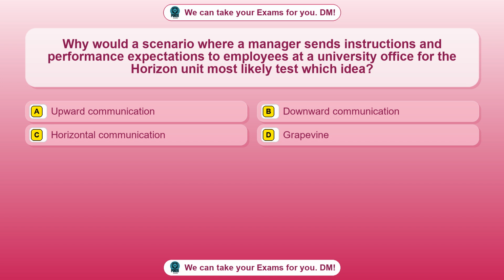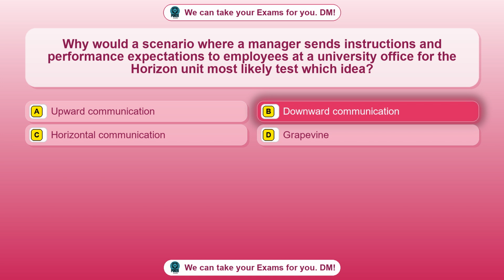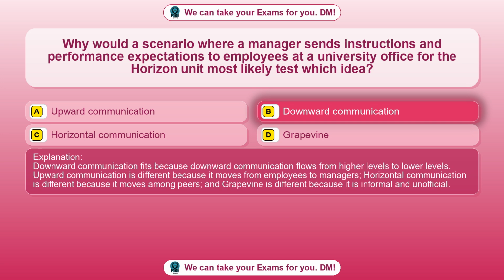Option A, upward communication. Option B, downward communication. Option C, horizontal communication. Option D, grapevine. The correct answer is option B, downward communication. Downward communication fits because downward communication flows from higher levels to lower levels.